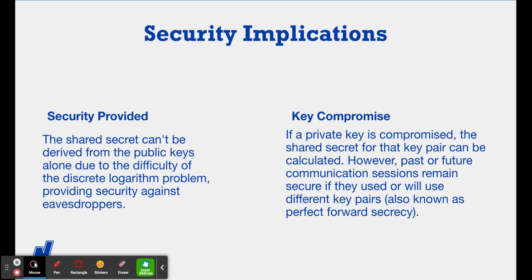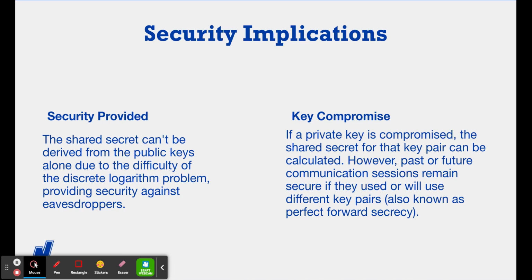So let's talk about security implications. The DHKE provides strong security as long as the private key remains secret. An eavesdropper who intercepts the public key can't calculate the shared secret due to the difficulty of the discrete logarithm problem, as we mentioned in previous slides. If a private key is compromised, the attacker could derive the shared secret from the key pair involved. However, previous or future communication sessions remain secure if they use different key pairs. So just because you get eavesdropped one time, as long as you're using different pairs, you won't be eavesdropped again.